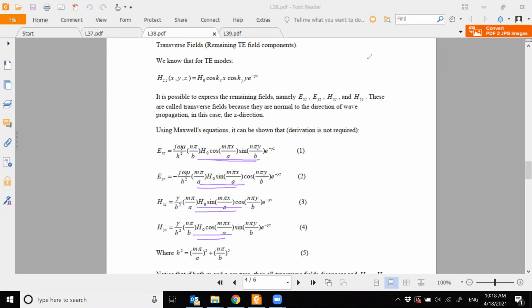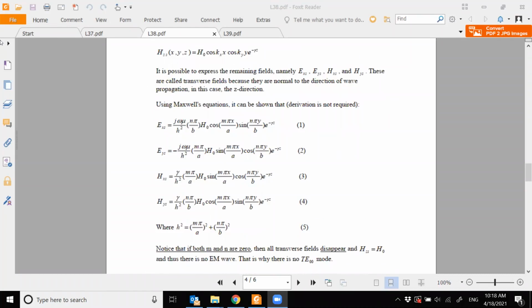And now the last and very important point is, till now we have been saying that you cannot have m equal to 0 and n equal to 0 together. Till now I have been saying that in the end, nothing will exist. Everything will vanish. Here you will see, if you put n equal to 0 and m equal to 0, then all the transverse field components disappear. They all become 0.